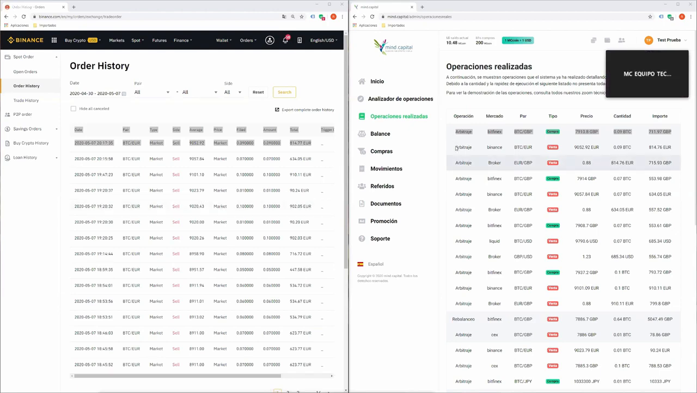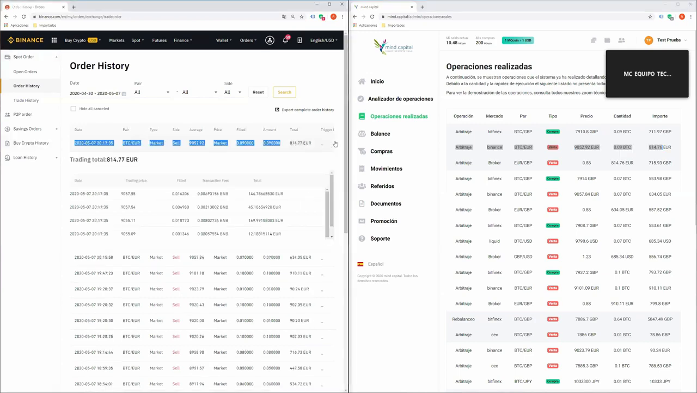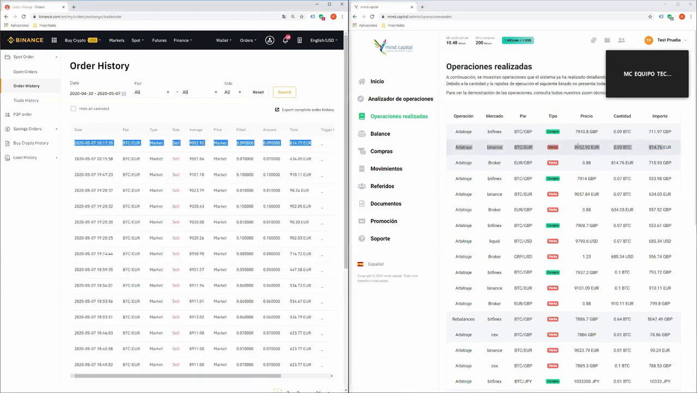Okay, I'm going to take this one. It is in Binance. For example, it is the last one we have traded. It is in BTC euros. If we look at Binance, it is this one. $9,052 is here, and the amount is 0.09.